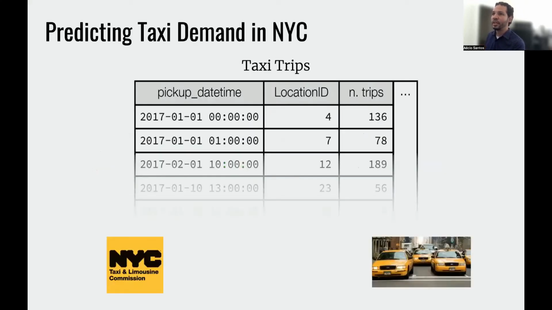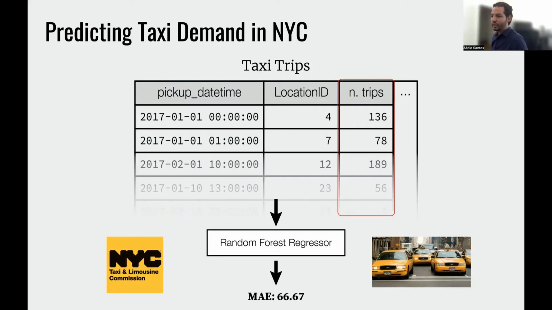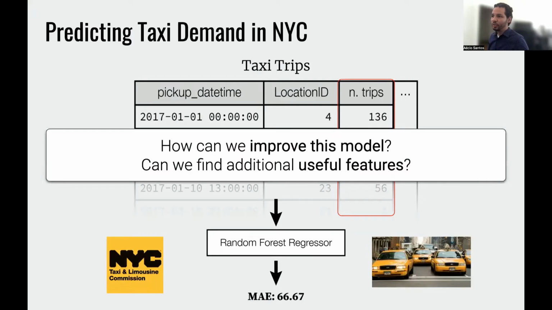So suppose a data scientist from the New York City Taxi and Limousine Commission is tasked with building a model to predict taxi demand in New York, right? She has this initial data set, which contains a few columns such as pickup date time, location ID, and her goal is to predict the number of trips at a given time and location. So she trained a random forest regressor, and she obtains this mean absolute error of 66, which is not great for this data set. So at this point, the question is, how can we improve this model? How can we find additional useful features to improve this model, right?